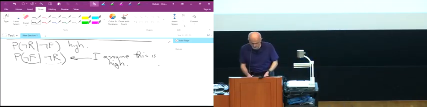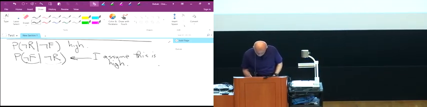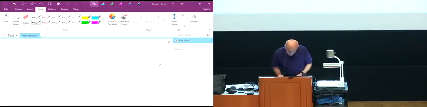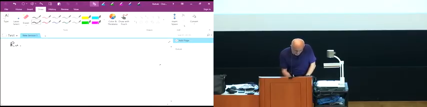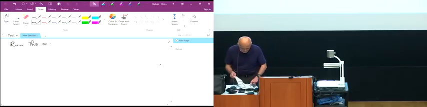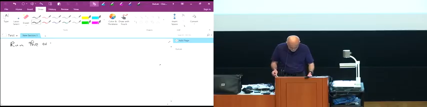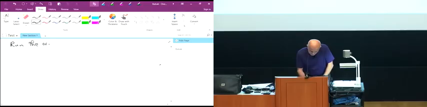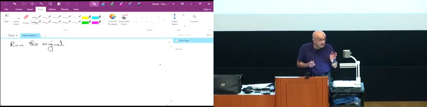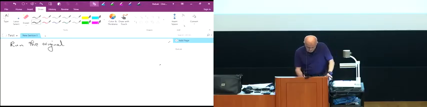So let's see what happens if I do that. Now I'm going to say run the original test twice. But twice independently, so the result of the first test does not influence the result of the second test. Let's see what happens. How do I draw?